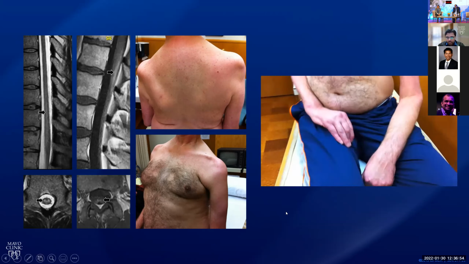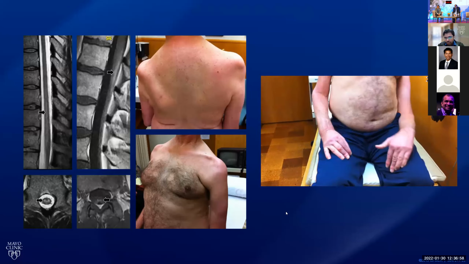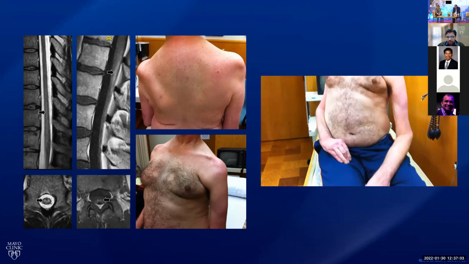Hold your hands and lift your arms a little bit. As you can see from the video, he doesn't have anti-gravity movement. Right. How about making fists? Fists. Okay. And then open the hands again.